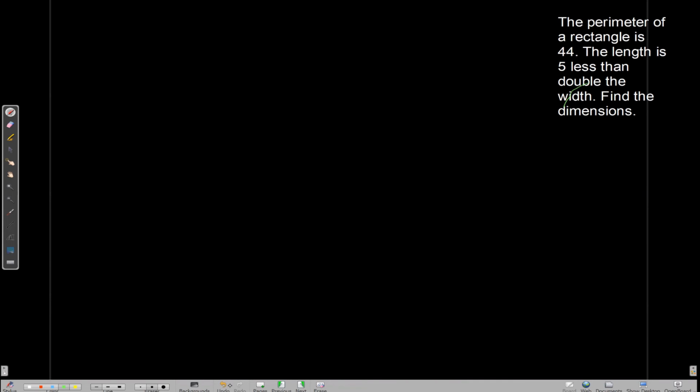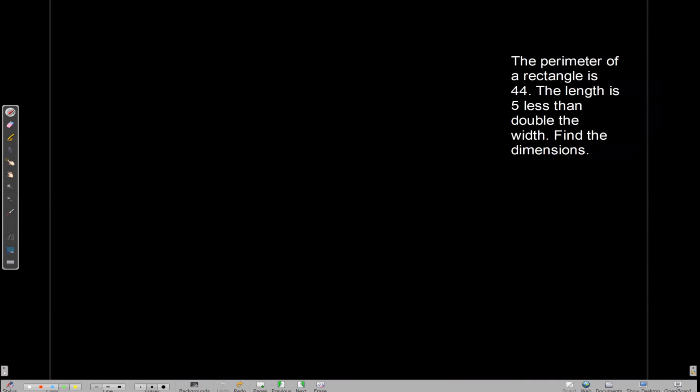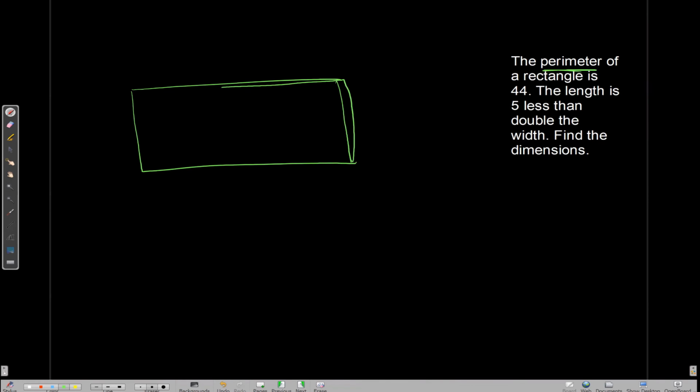Okay, now this is again a geometry problem. The perimeter of a rectangle. So first of all, the word perimeter means when you add the lengths of all four sides. That is 44. And the length is 5 less than double the width.